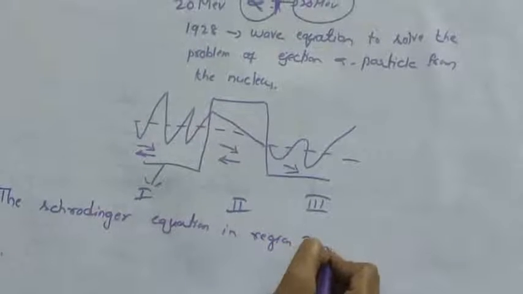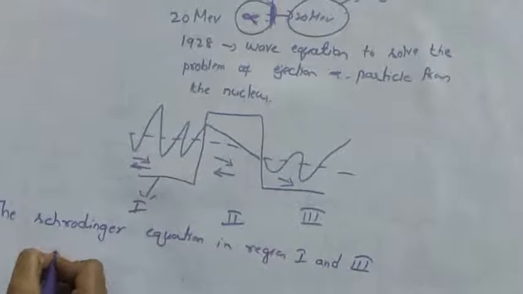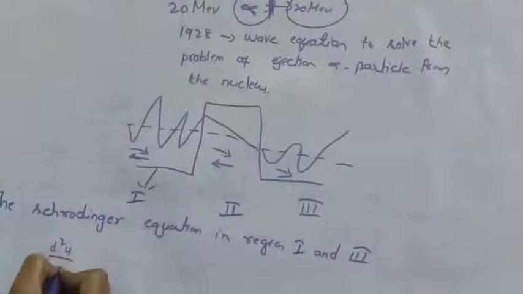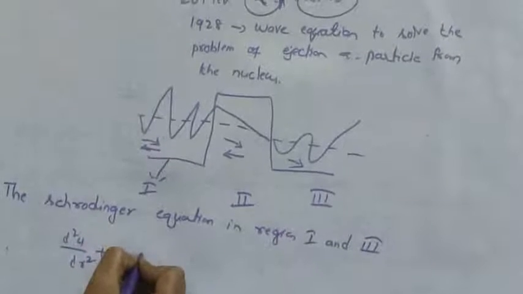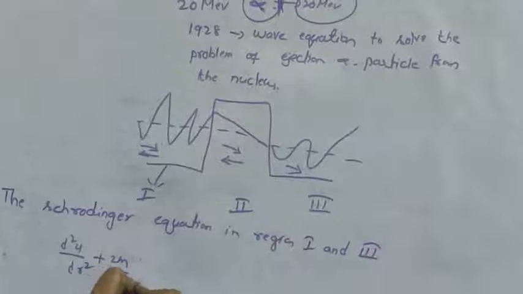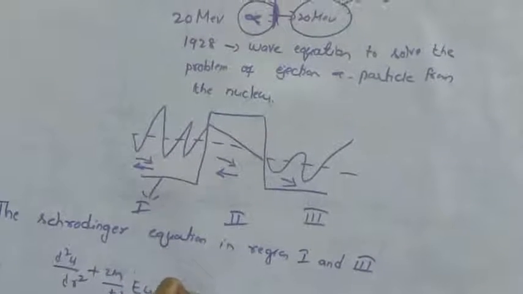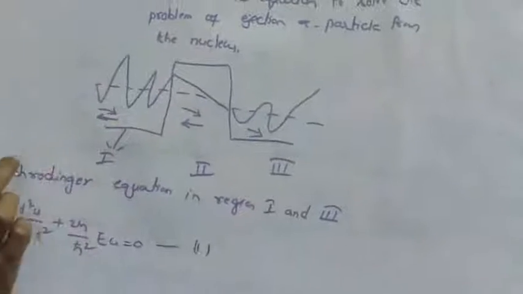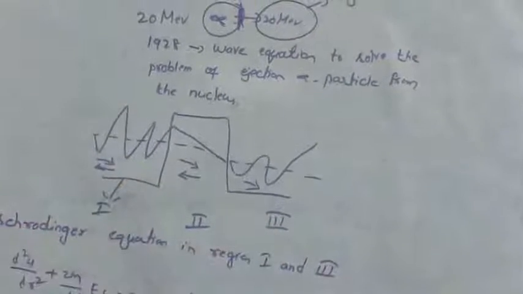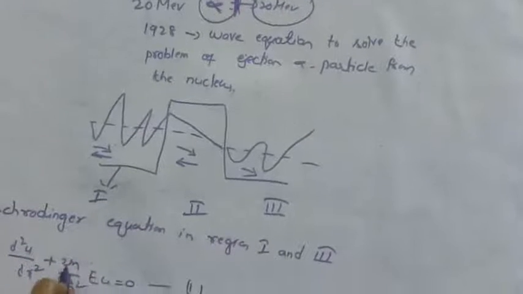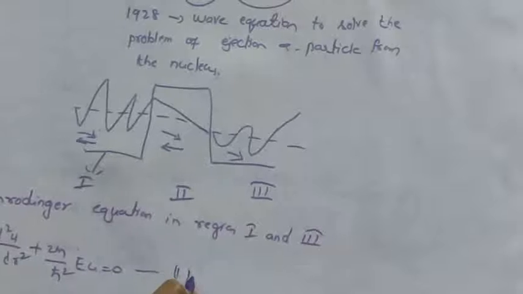And he has given the d²u/dr² + 2m/ħ² E u = 0. Consider this as equation number 1. The Schrodinger wave equation in regions 1 and 3 is given by d²u/dr² + 2m/ħ² E u = 0. Consider it as equation number 1.